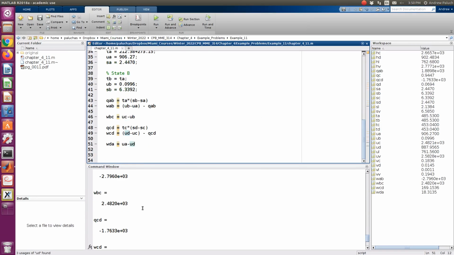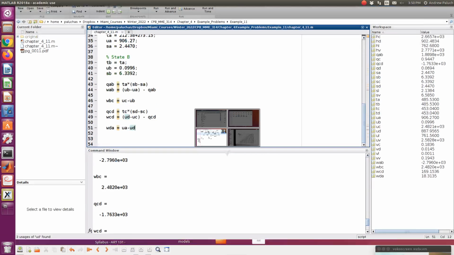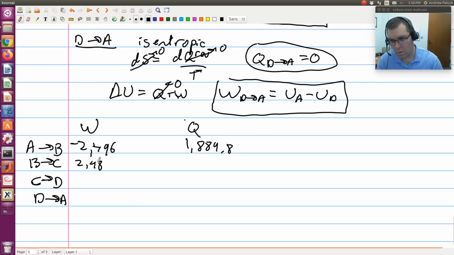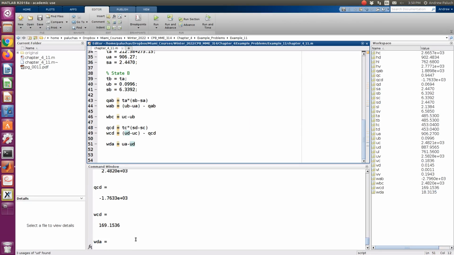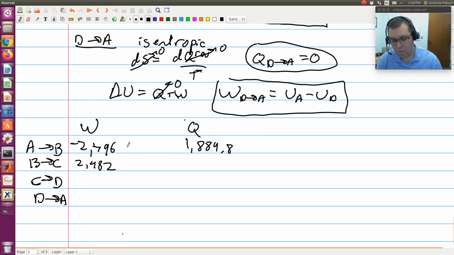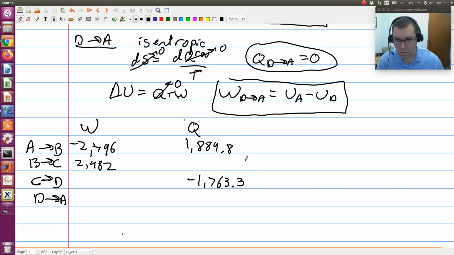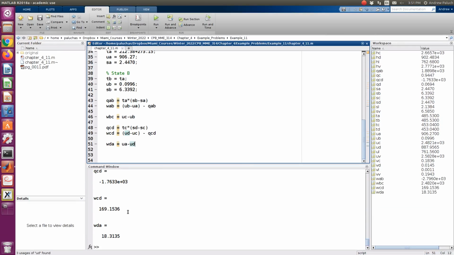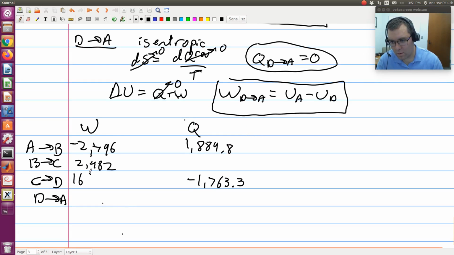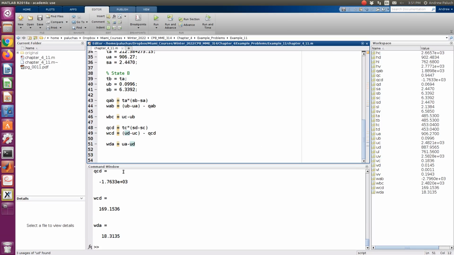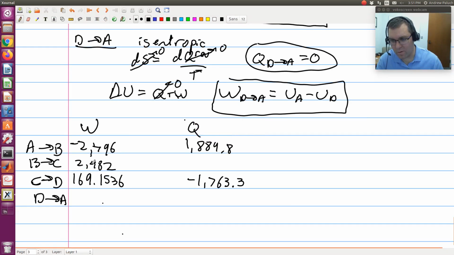Okay, WBC 2482. QCD, another one, negative 1763.3. Negative 1763.3. CD is 169.1536. And WDA 18.3135.